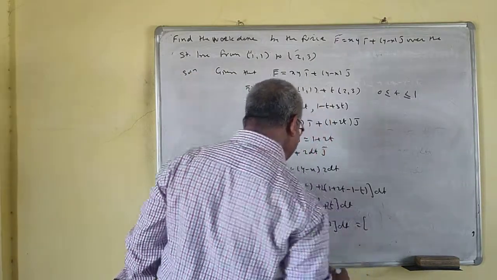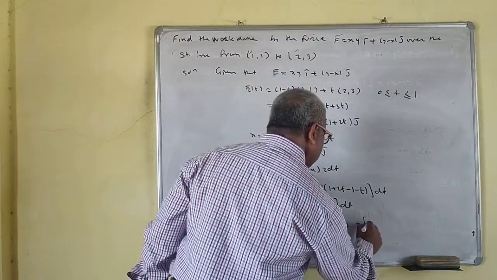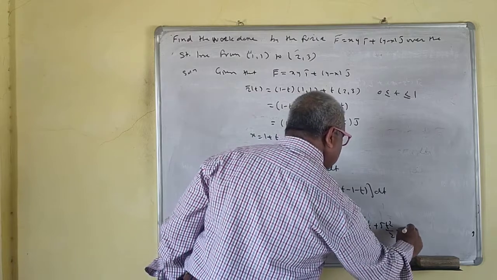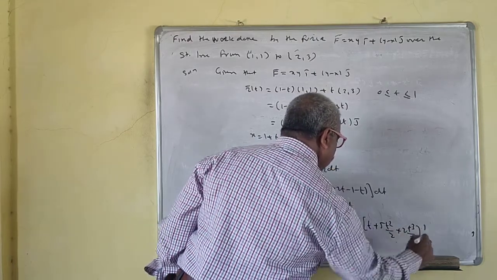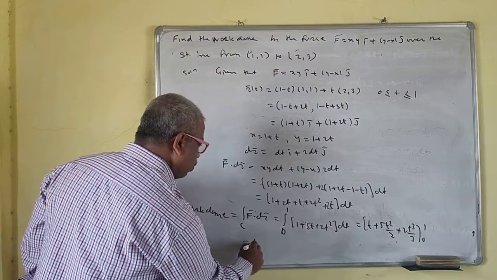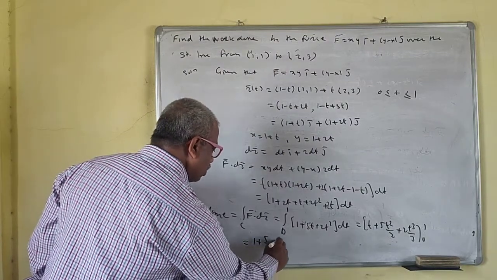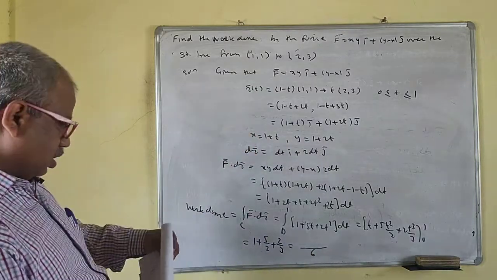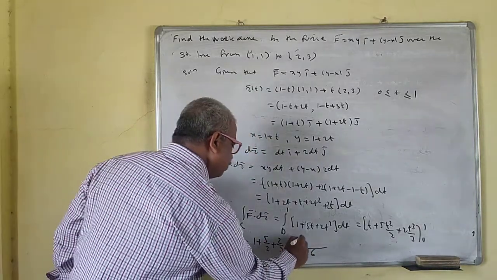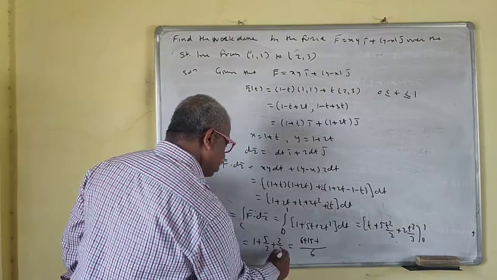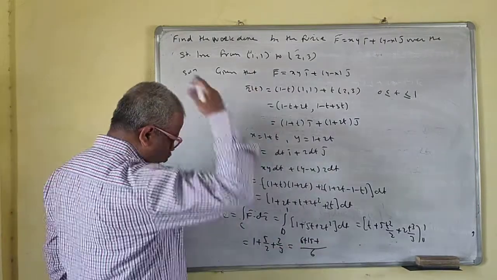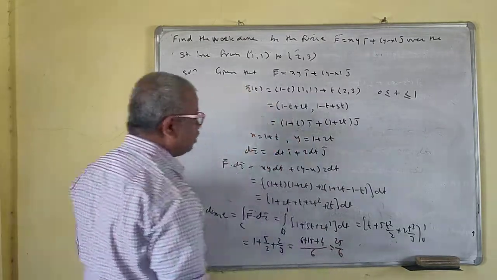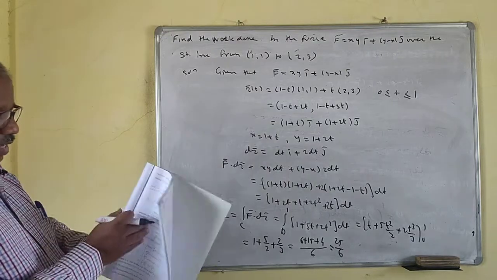So we will integrate this. Integration of 1 is t plus 5t square by 2 plus 2t cube by 3, from 0 to 1. This is equal to 1 plus 5 by 2 plus 2 by 3. So your LCM is 6. So 6 plus 15 plus 4, so 25 by 6. So your answer is 25 by 6.